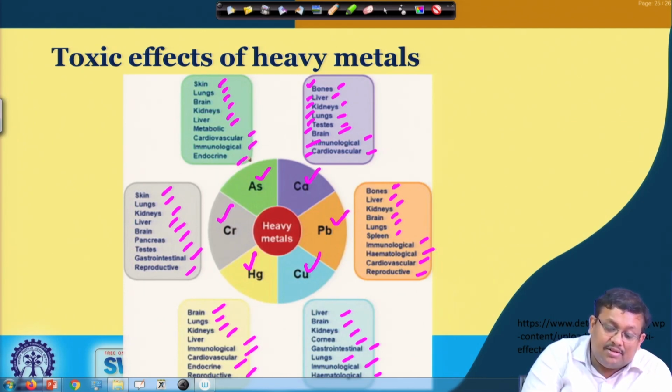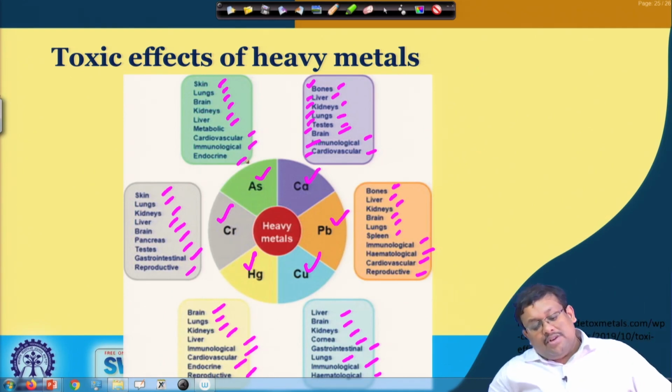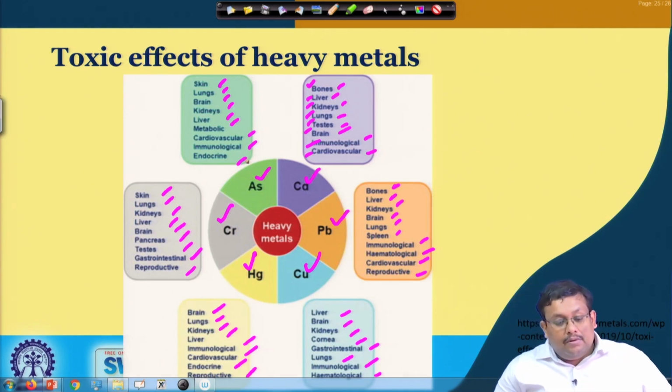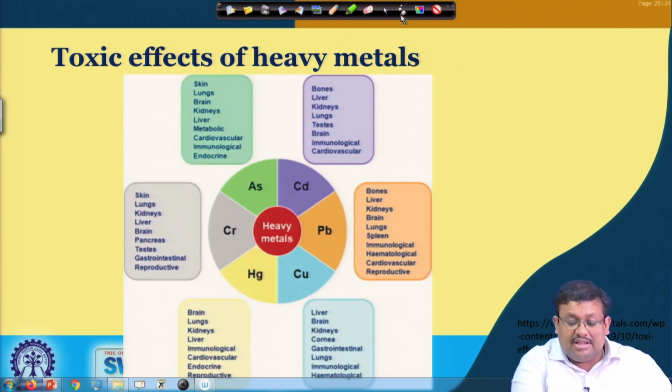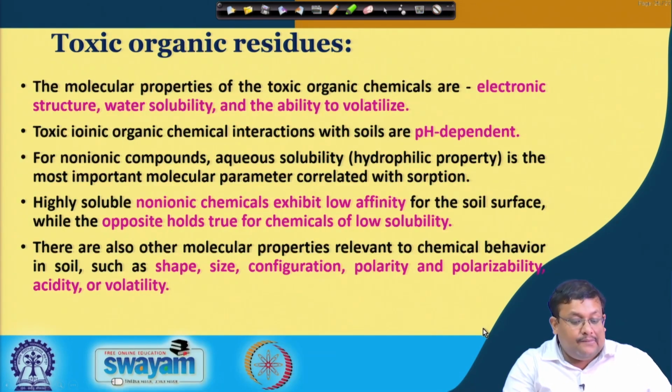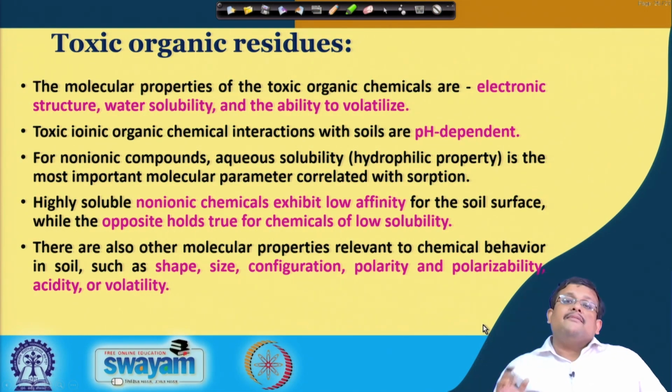So, you can see these are the major heavy metals which are producing toxic effects for the human body, and these are some of the major areas in which they can produce toxicity effects. So, we have covered the important toxic inorganic pollutants.